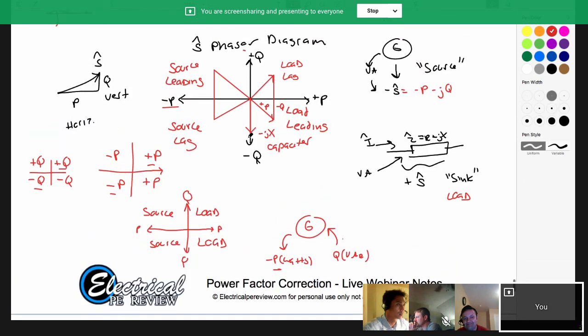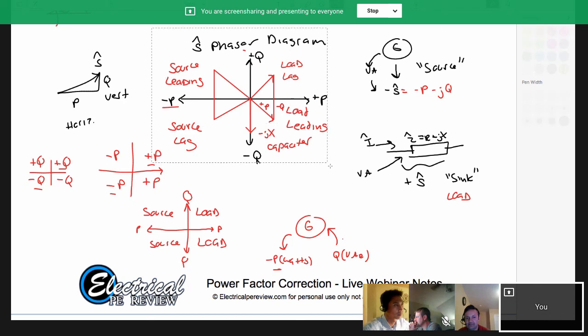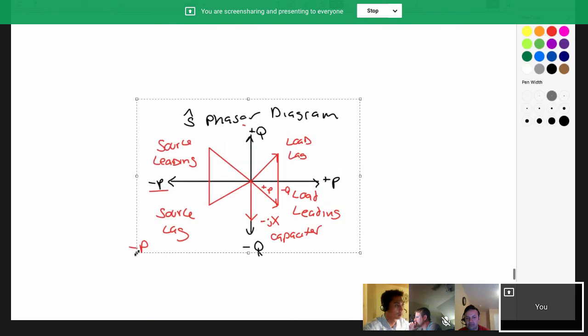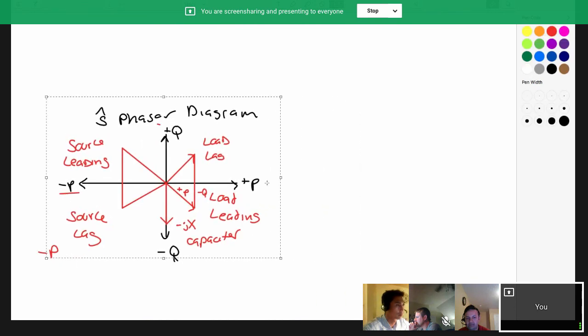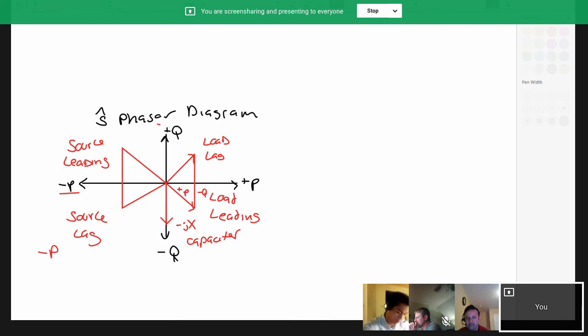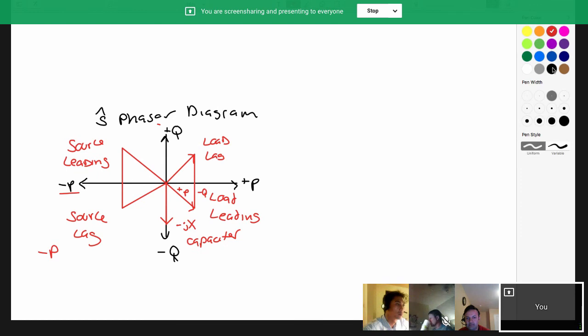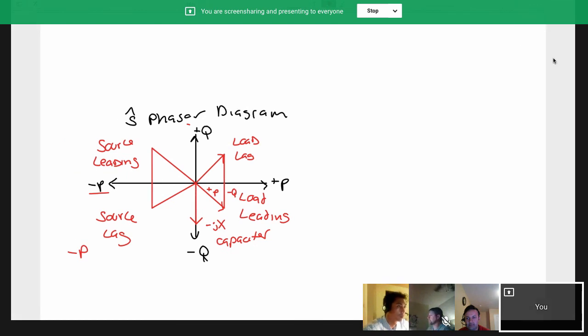All right, so let's talk about current and voltage. Really quick, remind me, what's the relationship that we have? I've been trying to figure out how to get rid of that bar. What's the relationship we have between our theta S and our theta I?